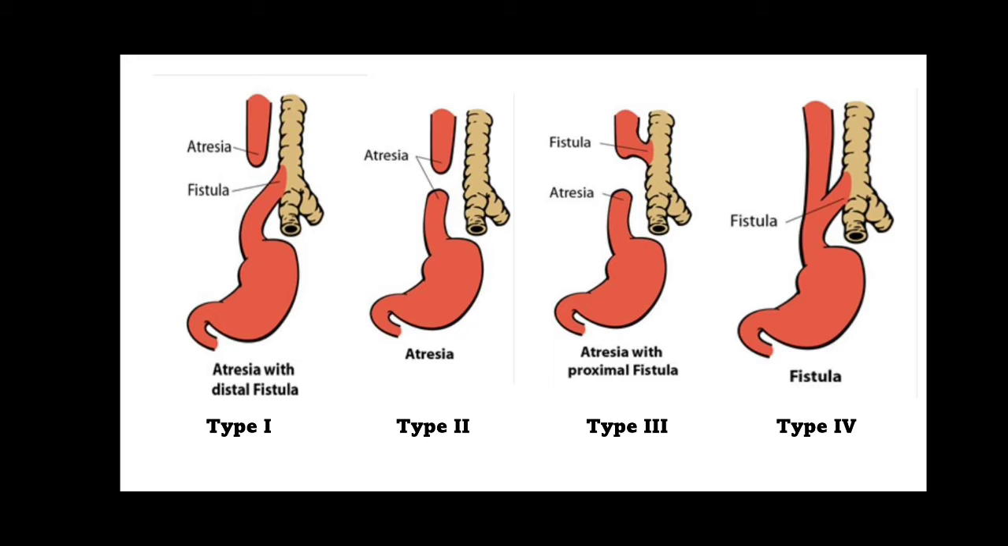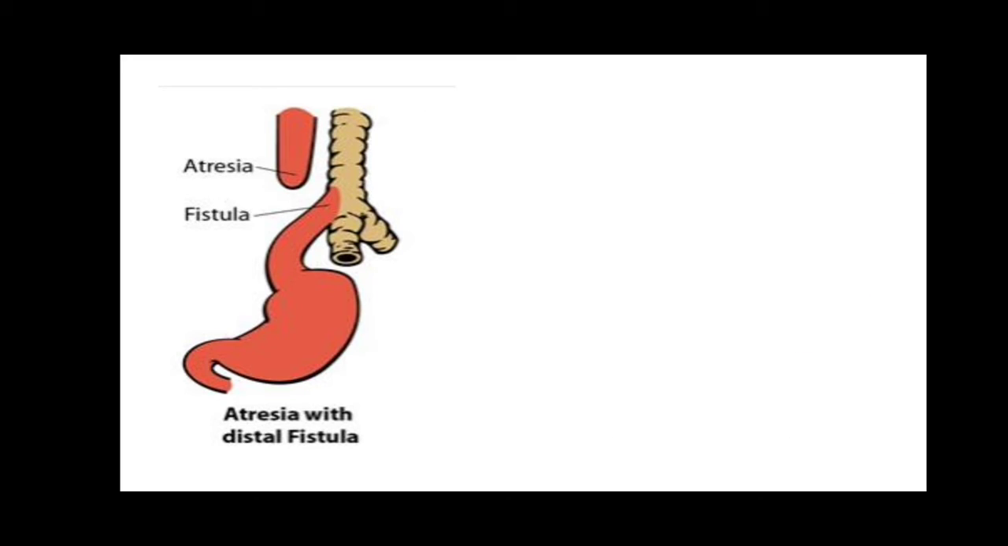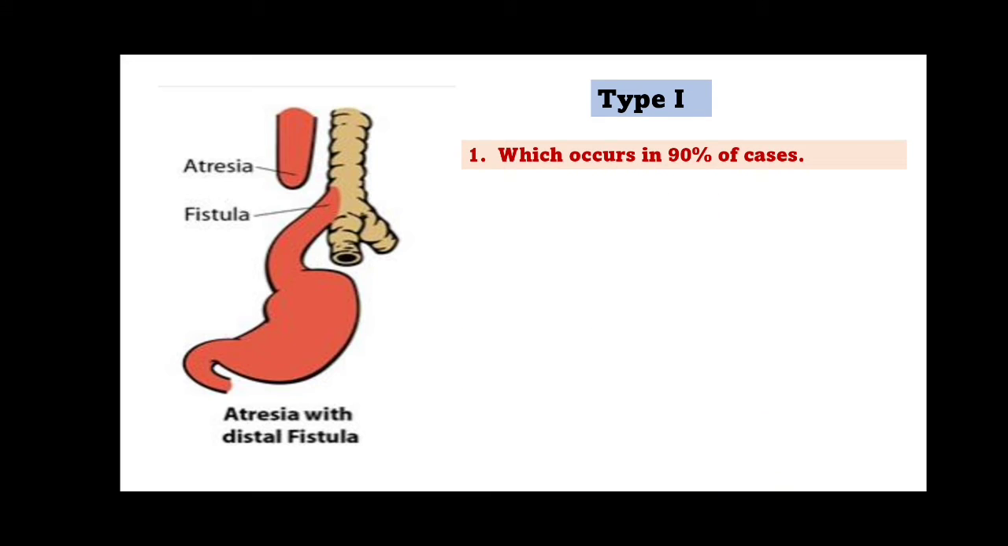Now we are going to discuss the individual types of the congenital anomalies of the esophagus. First, type 1, it is the atresia with the tracheoesophageal fistula, particularly distal part. This usually occurs in 90% of the cases. Most of the congenital anomalies are of the type 1 variety. That means the proximal part will be the atresia, and the distal part will have the tracheoesophageal fistula. This percentage is as per the S. Das textbook.